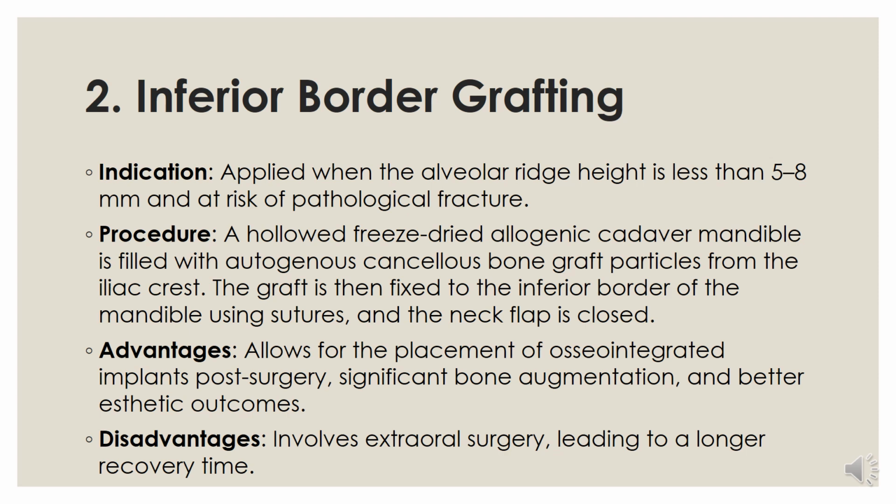The second one is the inferior border grafting. It is applied when the alveolar ridge height is less than 5 to 8 millimeters and at risk of pathological fracture. In this procedure, a hollowed freeze-dried allogenic cadaver mandible is filled with autogenous cancellous bone graft particles from the iliac crest. The graft is then fixed to the inferior border of the mandible using sutures, and the neck flap is closed. It allows for the placement of osseointegrated implants after surgery.